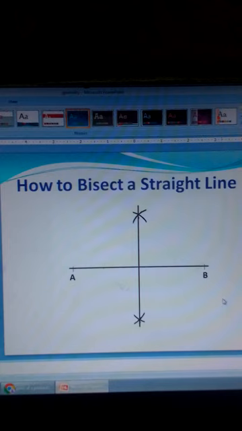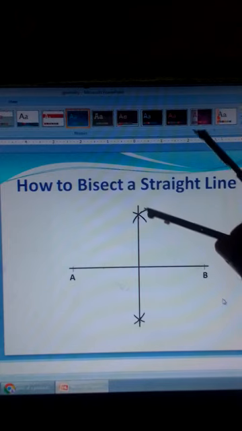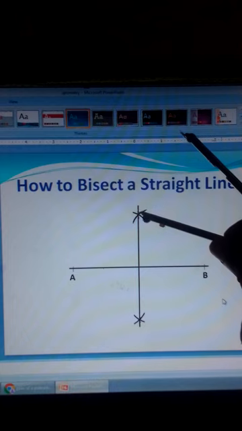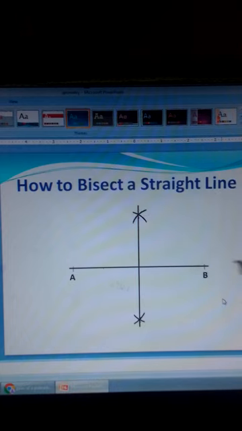So what you do, you now join the points of intersection of the arcs with a straight line, and the line that you'll obtain will be the bisector of line AB, alright? And it is going to be perpendicular to line AB. That's how we bisect a straight line.